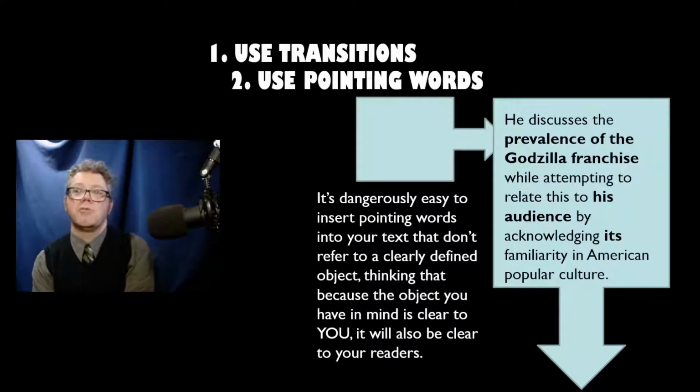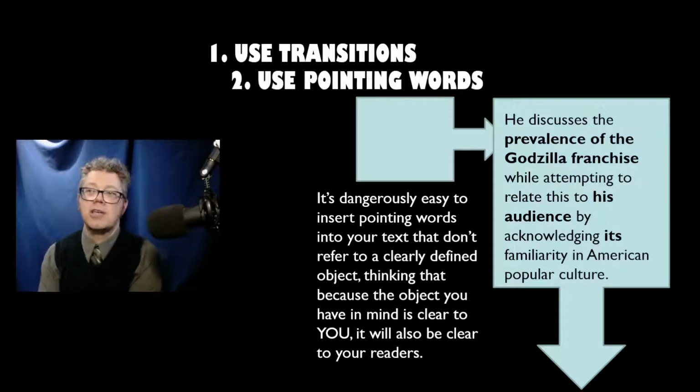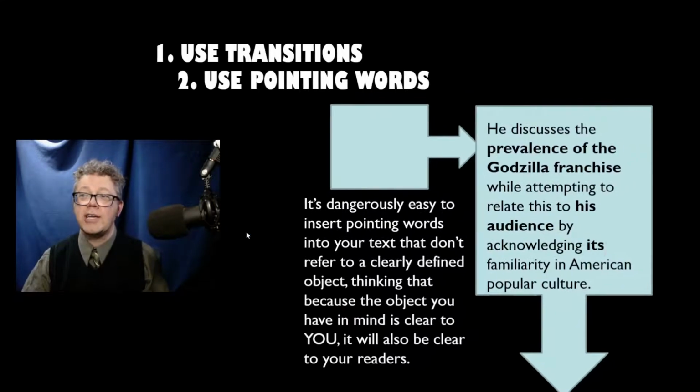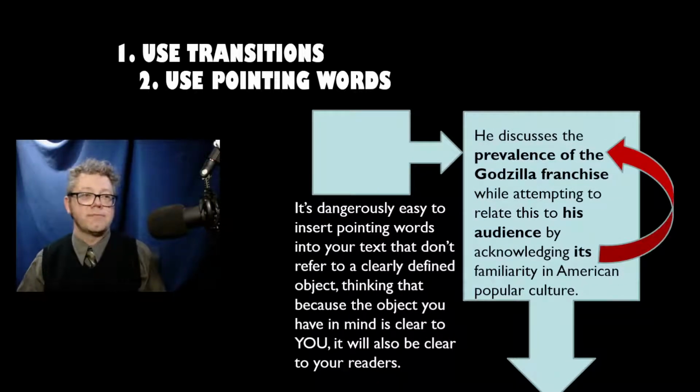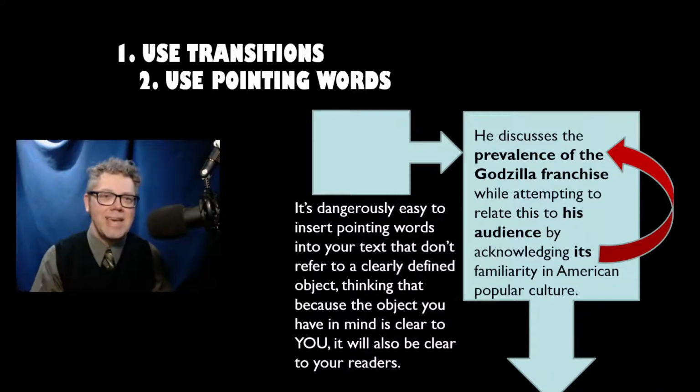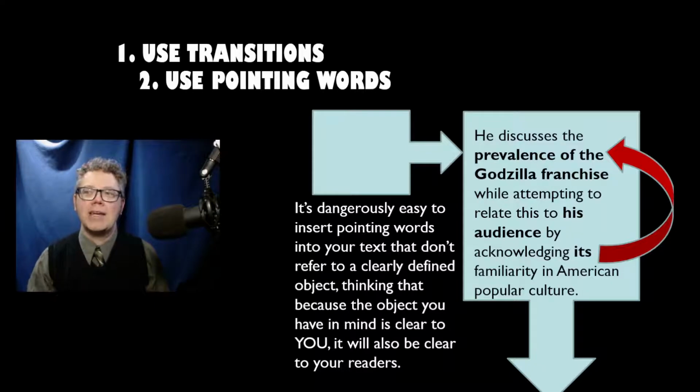Okay, so here's some more actual student work. "He discusses the prevalence of the Godzilla franchise while attempting to relate this to his audience by acknowledging its familiarity in American popular culture." Now, "it" is trying to point to the prevalence of the Godzilla franchise. That's what it's trying to point to. That's the only way this sentence makes sense. But grammatically speaking, it's not actually doing that.